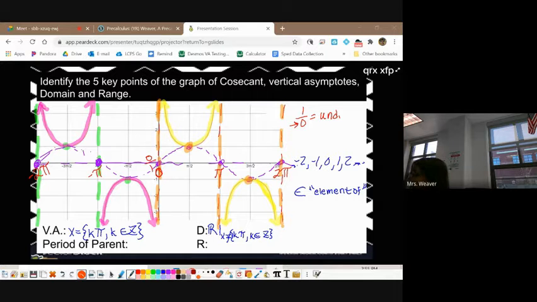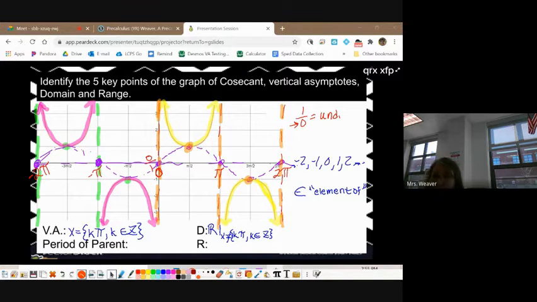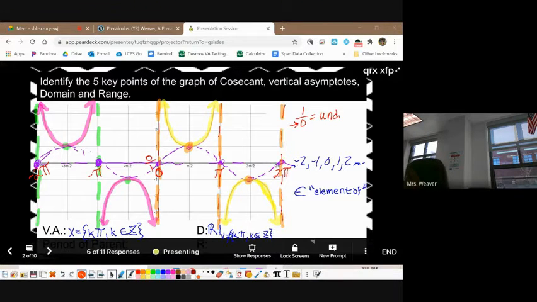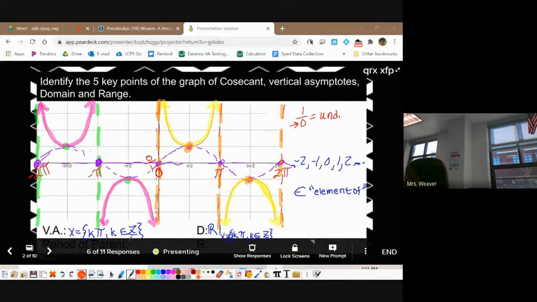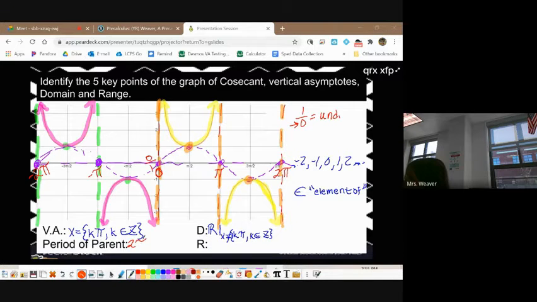Okay, so what's the period of the parent function? Because a cosecant is just a reciprocal of sine, it's going to have the same period of the parent function as sine did. Sine took 2 pi units to get through a full cycle, so will cosecant. Cosecant will need 2 pi units to get through a full cycle. What's the range of cosecant?